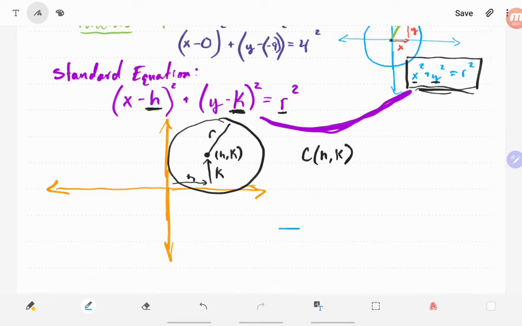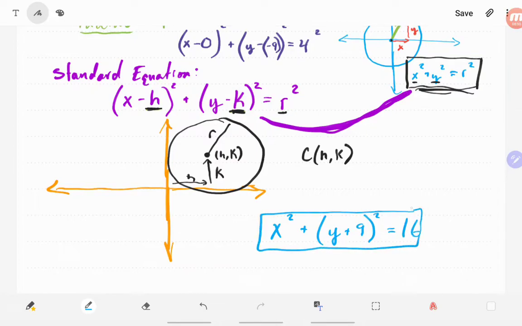Okay, so let's rewrite this as x. Well, what is x minus 0 squared? Well, that's just x squared. What is y minus -9? Well, that's going to be (y plus 9) squared. And 4 squared is 16. So this right here is the equation of a circle that has a center at (0, -9), with a radius of 4, right? So whenever we are given the different aspects of a circle, a center and a radius, we can come up with the equation of it.